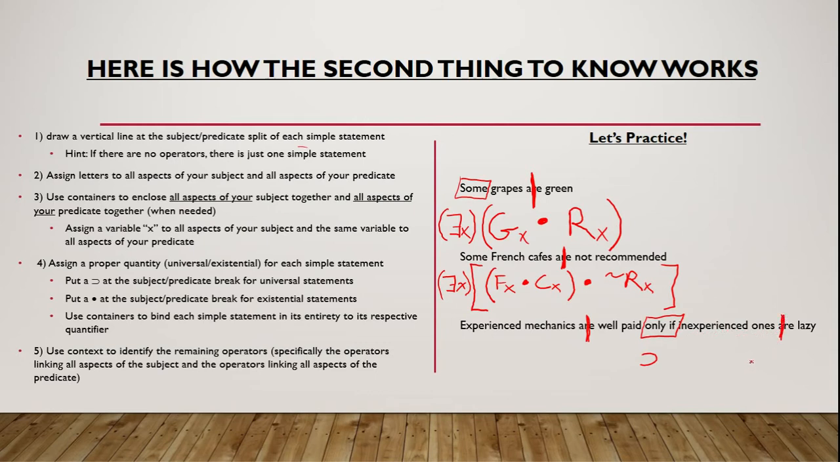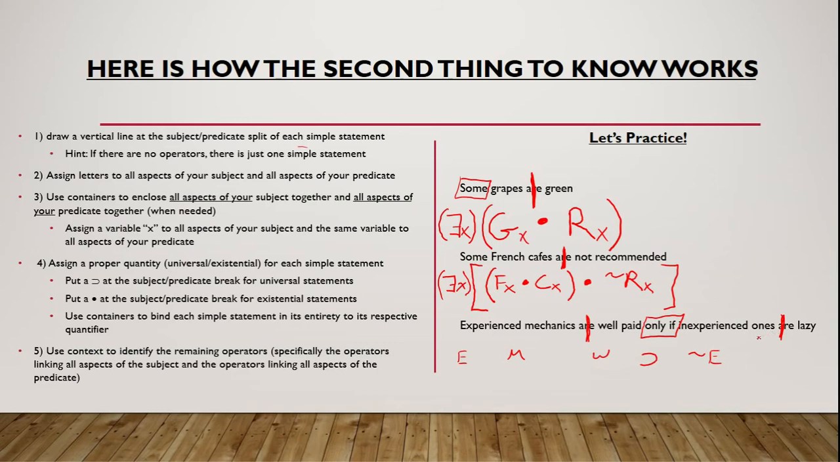Okay, step two, assign letters to all aspects of your subject and all aspects of your predicate. So we have E for experienced, M for mechanics, and W for well paid. Then we're going to have inexperienced. Initially, I'd like to call that an I, but if you look at the beginning, it says experienced, and you see a distinction between experienced and inexperienced. Well, we're just negating our E there. It's a not experienced mechanic. So we're going to go negation E for inexperienced.